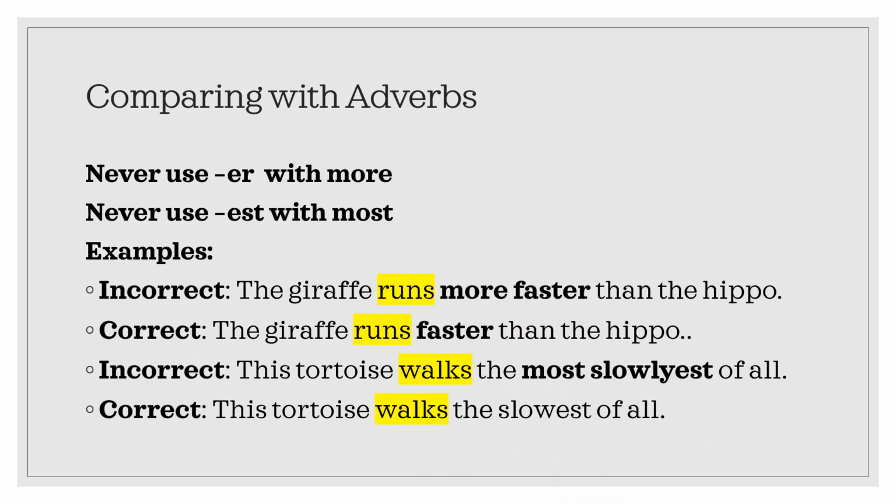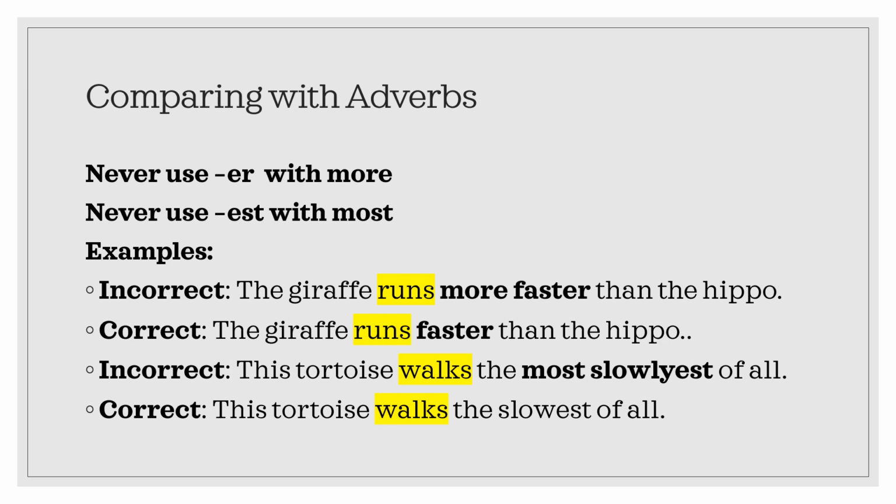Couple of examples for you. Incorrect: the giraffe runs more faster than the hippo. So you're comparing two things. So yes, you want to use more or ER, but it's the choice between the two. The giraffe runs faster than the hippo.